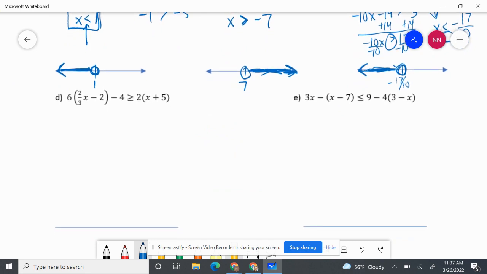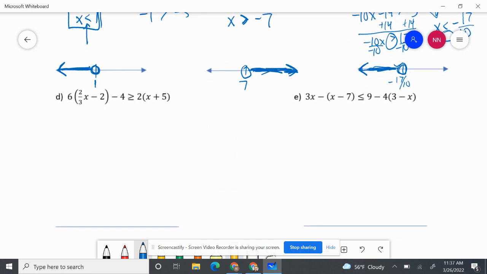So these problems are a little bit more difficult now. First thing I'm going to do is distribute the 6 to each of the terms. 6 times 2 is 12. 12 divided by 3 gives me a 4. So that's 4x. 6 times 2 is 12. Then 2 times x is 2x. 2 times 5 is 10. I'm going to combine the like terms.